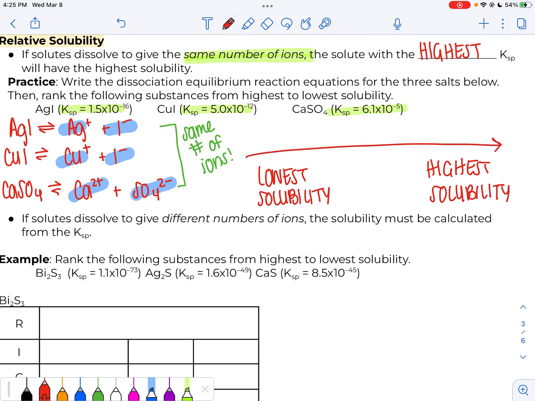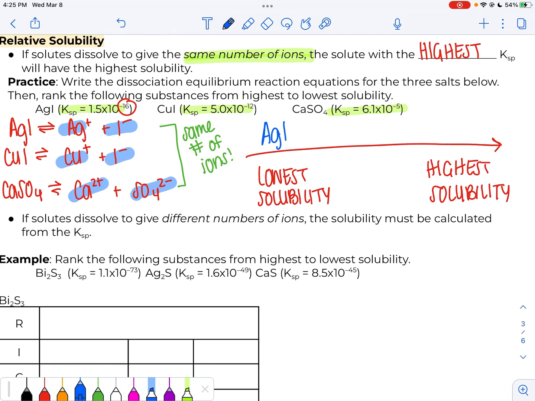So the thing that has the lowest solubility means it has the lowest KSP value, the smallest KSP value. So take a look at those three. Which one is smallest? Hopefully you shouted this one, 10 to the negative 16th, much, much, much smaller. So our lowest solubility salt is going to be AgI. This one is worst at dissolving. The least amount per liter will dissolve.